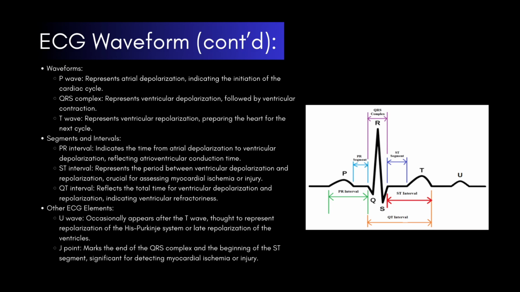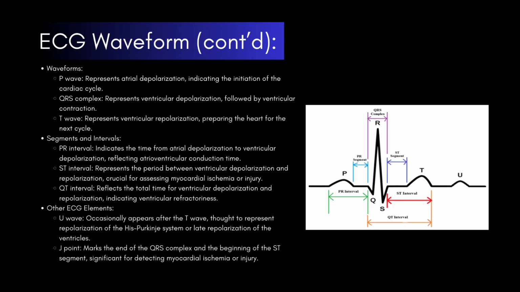Moving on to segments and intervals, the PR interval indicates the time from atrial depolarization to ventricular depolarization, reflecting atrioventricular conduction time. The ST interval represents the period between ventricular depolarization and repolarization, crucial for assessing myocardial ischemia or injury. The QT interval represents the total time for ventricular depolarization and repolarization, indicating ventricular refractoriness.